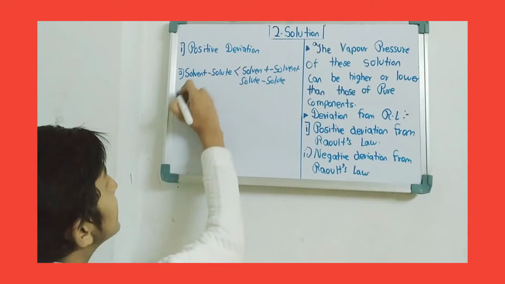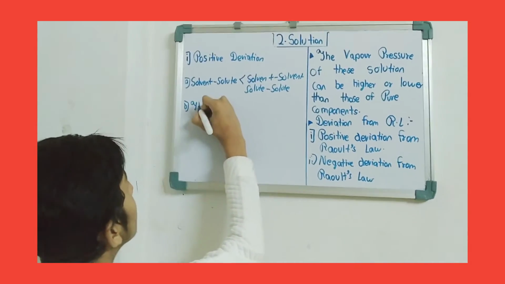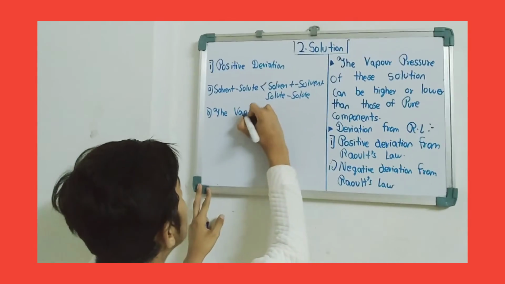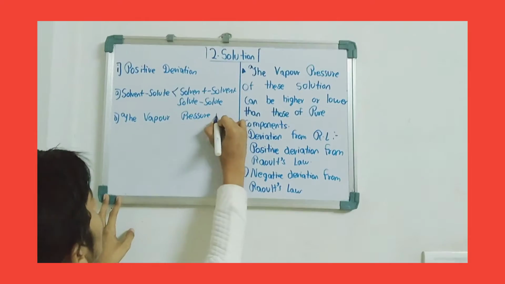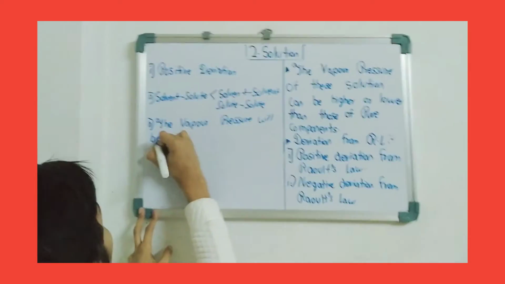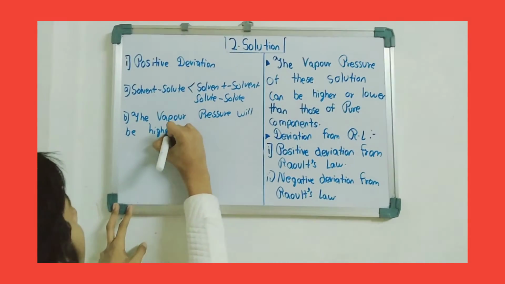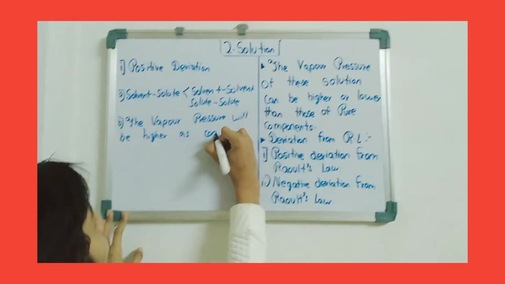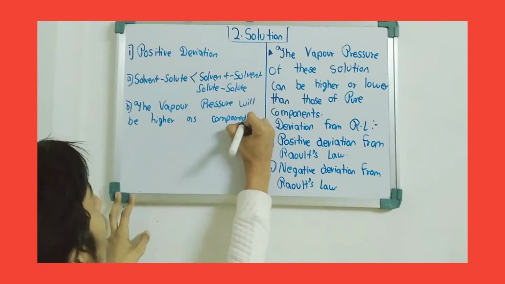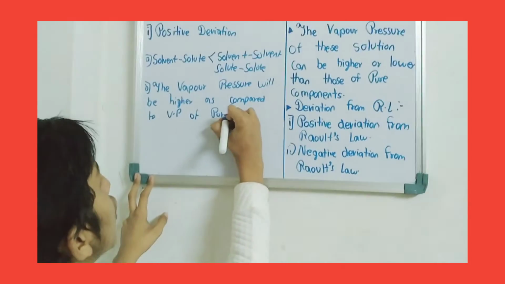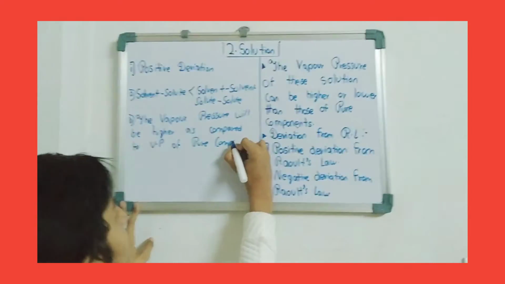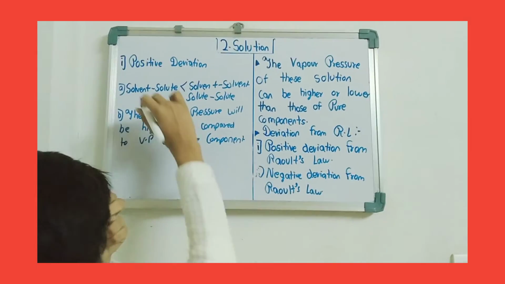And in this case the vapor pressure will be higher as compared to the vapor pressure of the pure component. Okay, here the vapor pressure will be high. So we have looked at the positive deviation.